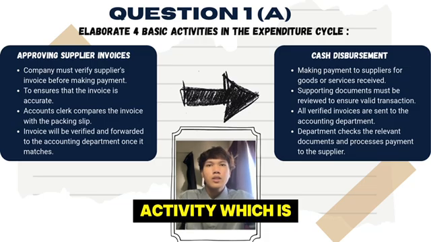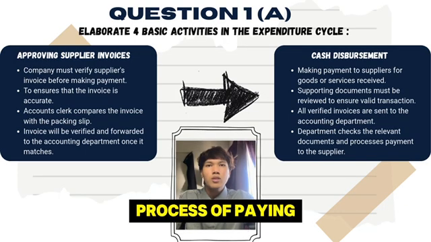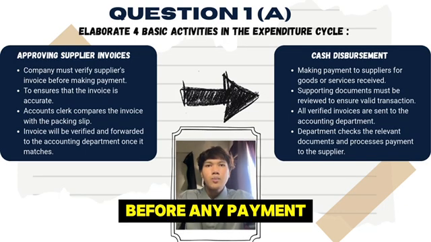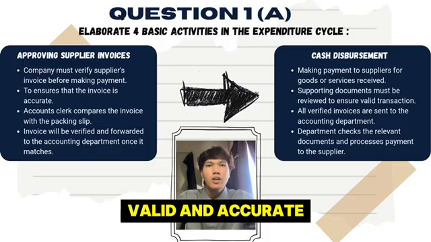Finally, the last activity, which is cash disbursement. Cash disbursement refers to the process of paying suppliers for the goods or services received. Before any payment is made, all supporting documents should be reviewed to ensure that the transaction is valid and accurate.